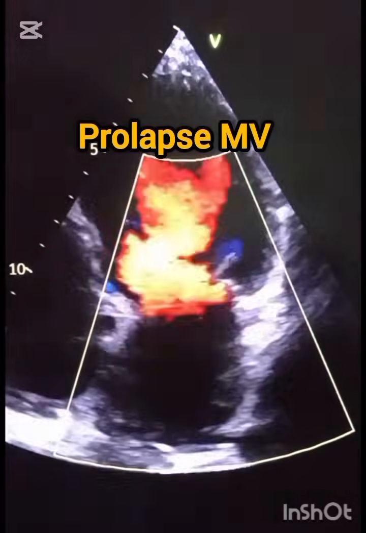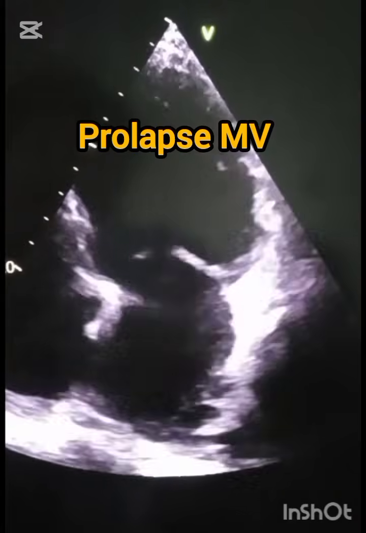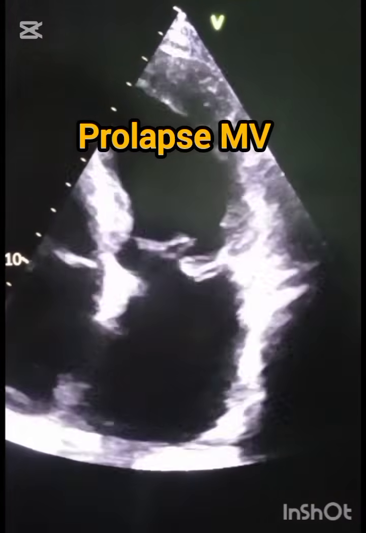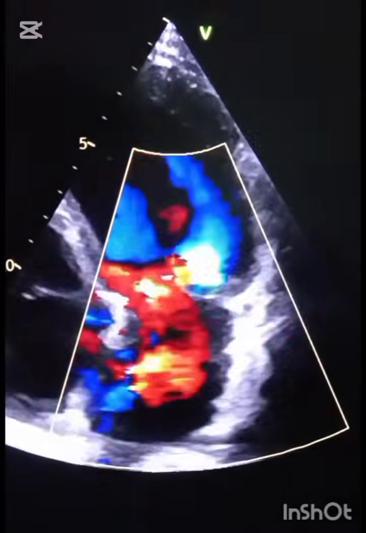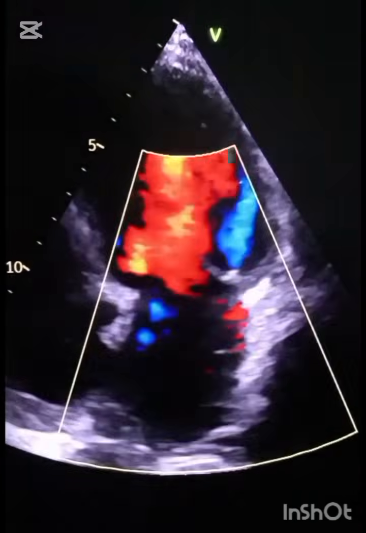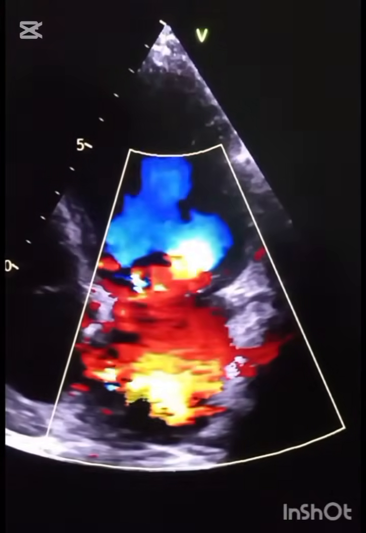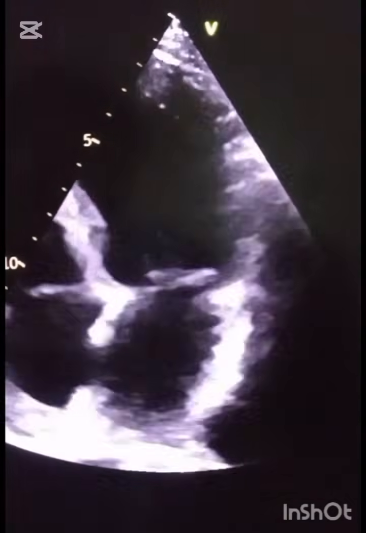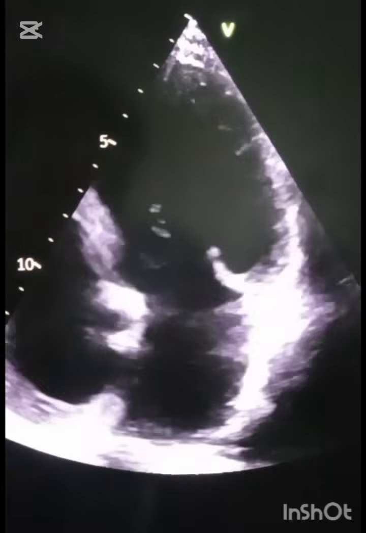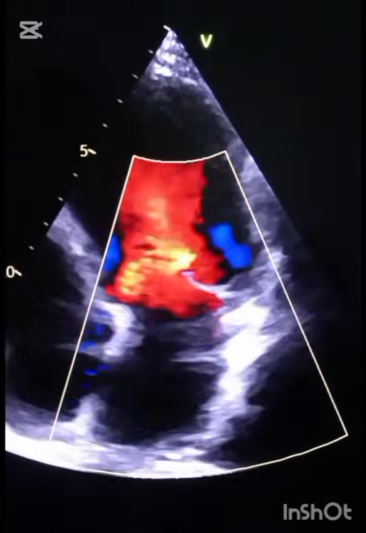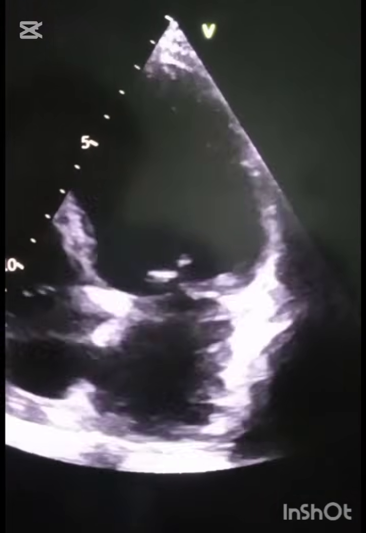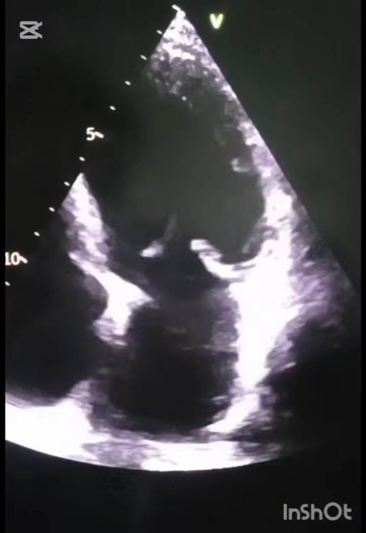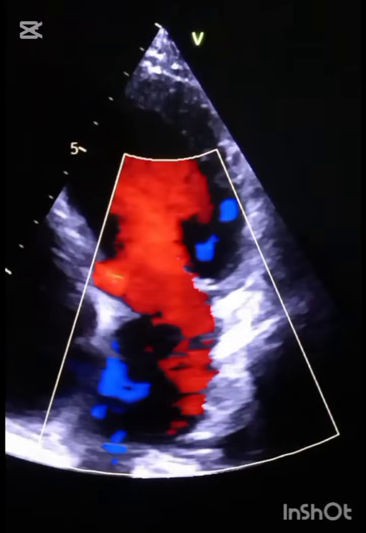MR due to mitral valve prolapse. Mitral valve prolapse is defined as systolic displacement greater than 2 mm of one or both mitral leaflets or scallops into the LA below the plane of the mitral annulus. As you see in this video clip, the posterior mitral valve leaflet is prolapsing into the LA and leading to severe eccentric, anteriorly directed jet MR.